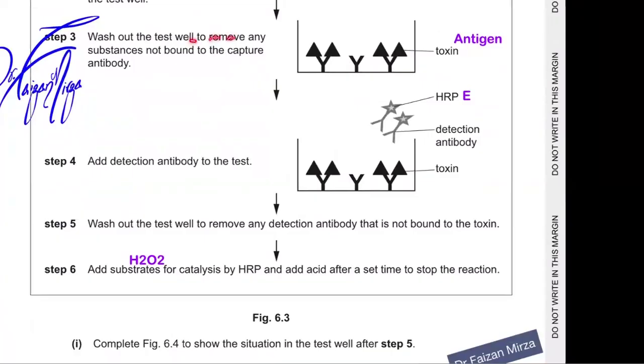Wash out the test well, remove any substances not bound to the capture antibody. So the capture antibody and antigen have formed a complex. We can see it here. Add the detection antibody to the test.